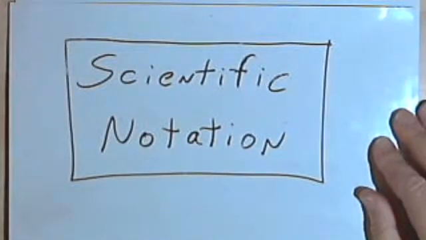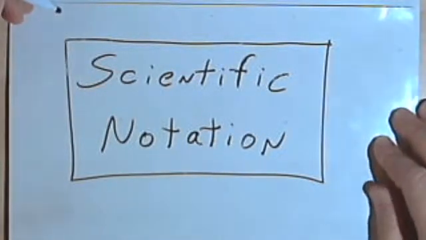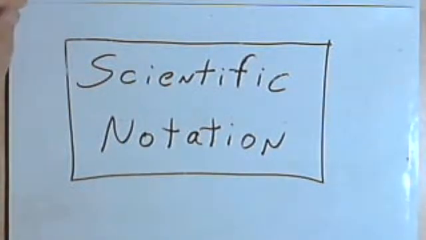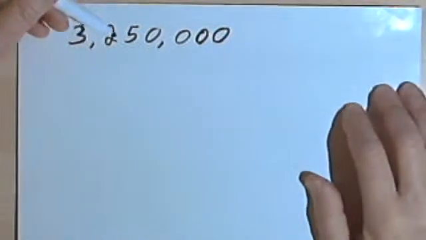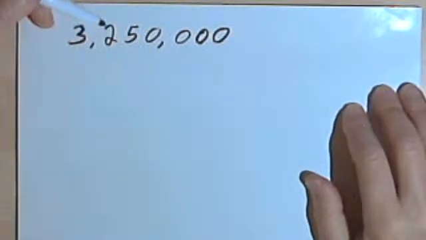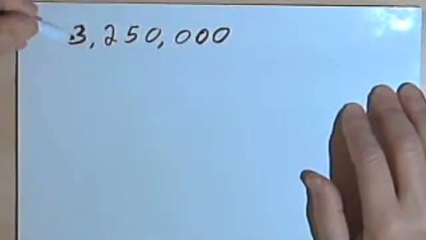This video is going to be about converting to and from scientific notation. So let's look at the first example. Here I've got the number 3,250,000, and I want to write that in scientific notation. So here's the process I'm going to use.